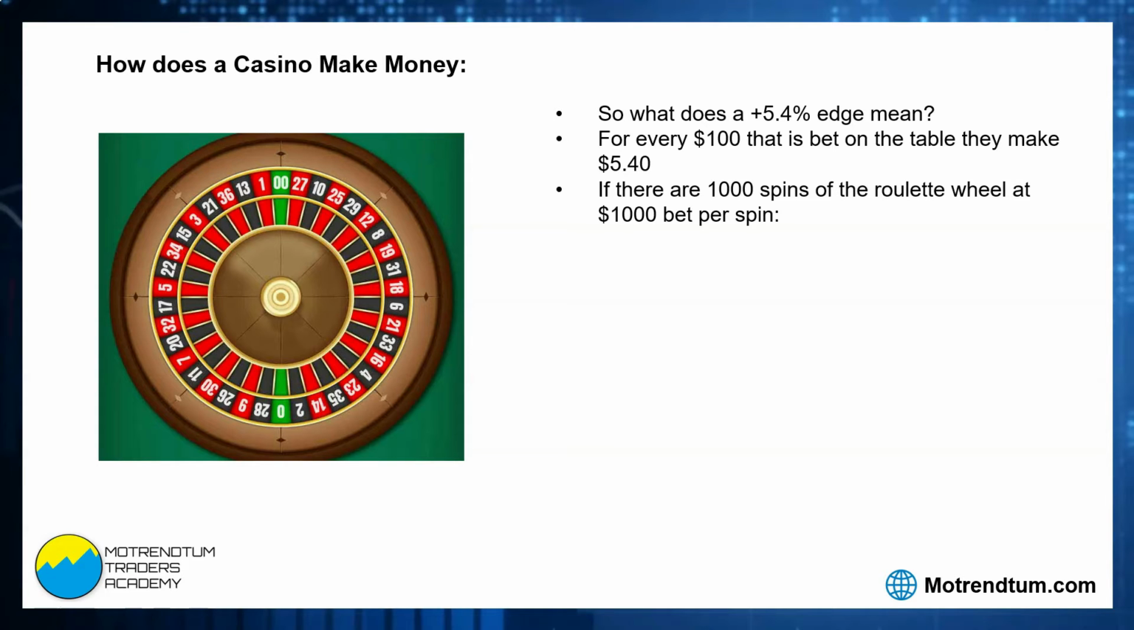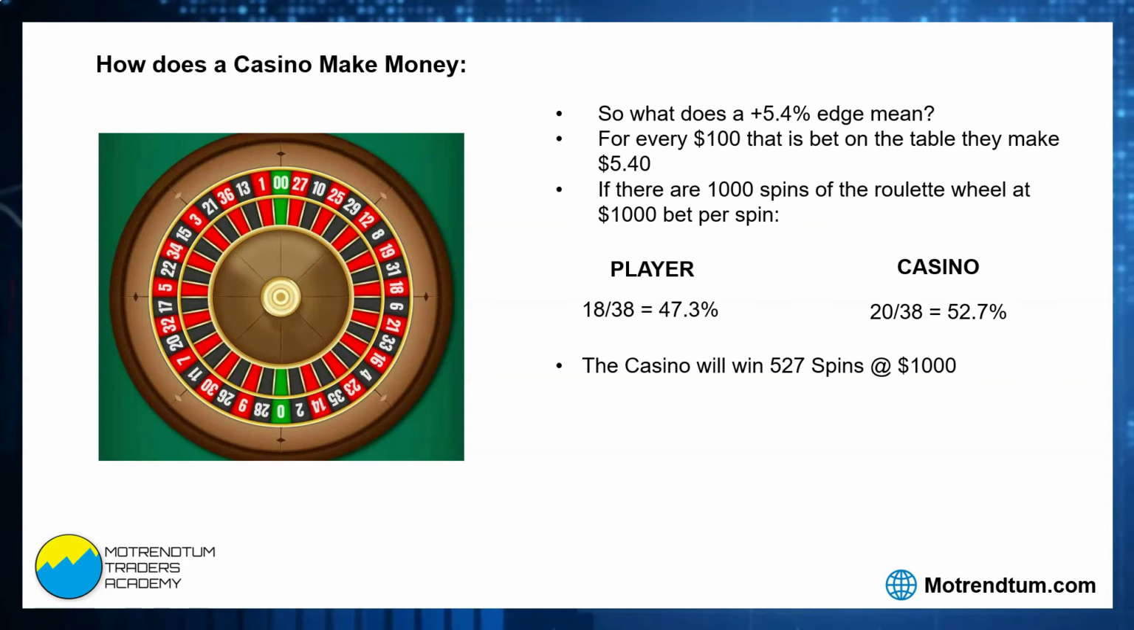If there are 1,000 spins of the roulette wheel at $1,000 per bet, then let's unpack that. For the player, 18 divided by 38, 47.3% is their statistical edge. And for the casino, we know that 20 divided by 38 is 52.7%. So simple, straightforward mathematics. Of 1,000 spins, they would win 52.7% of those spins, which is 527 spins. And remembering that each spin of the wheel that they win, it would be $1,000. And if we look at it from the player side of things, they've only got a 47.3% chance, which means that they would win 473 of the 1,000 spins at $1,000.